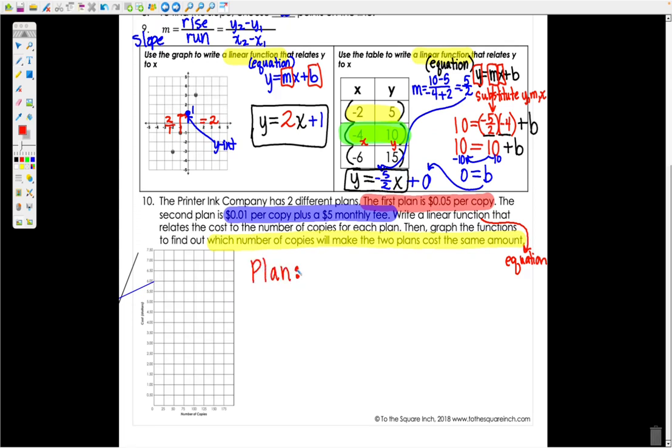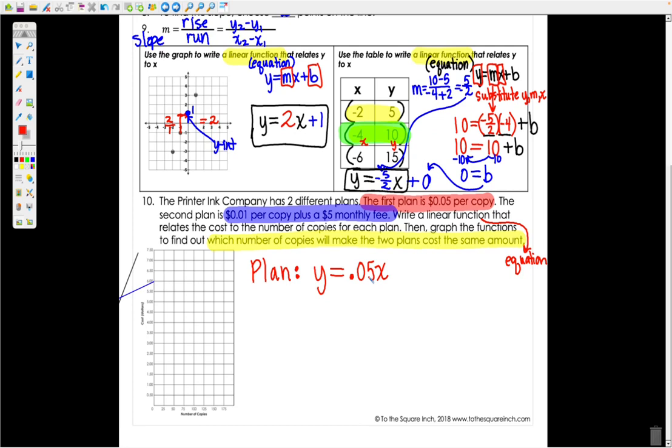If we're writing a linear function, we need our y, our equal sign, and our x. Our slope, which is the m value, is gonna be our rate. When I say rate, it's whatever you have per hour, per mile, per copy. So look at the first one in red. What is our rate for that? 5 cents per copy. Perfect. So I'm gonna write 0.05 per copy.